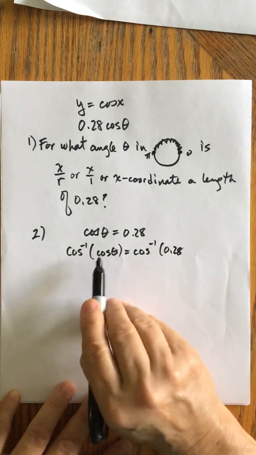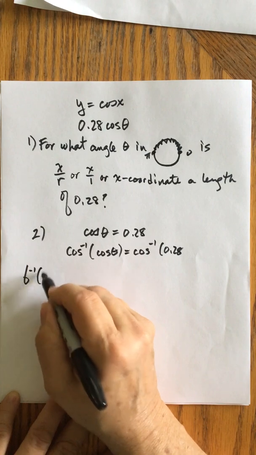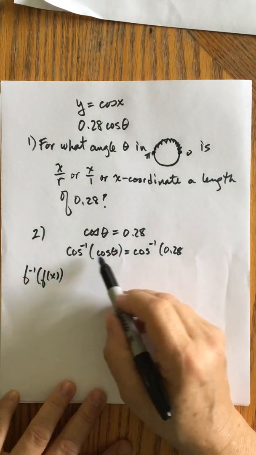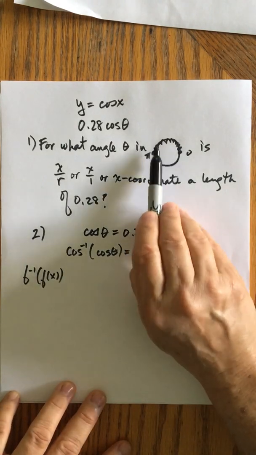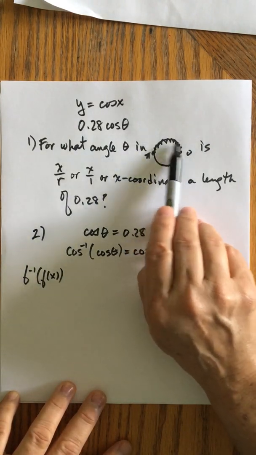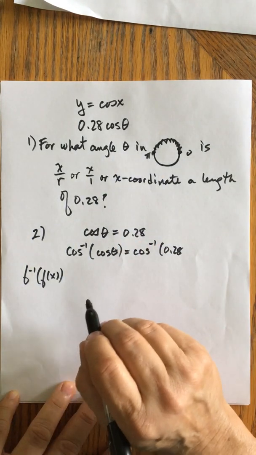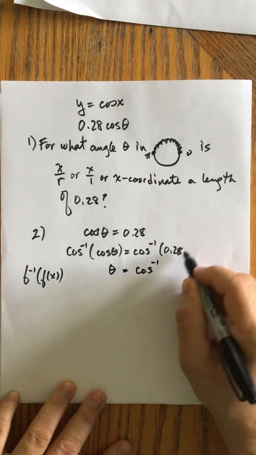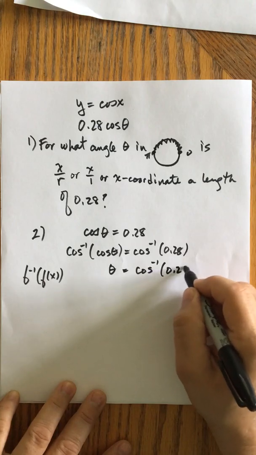And essentially this right here is f inverse of f of x, right? These are inverses, they undo each other, but that's only true because I'm following all the theoretical restrictions and finding the solutions in here. So the calculator does that for me. So then I say, oh, well then theta is the inverse cosine of 0.28.